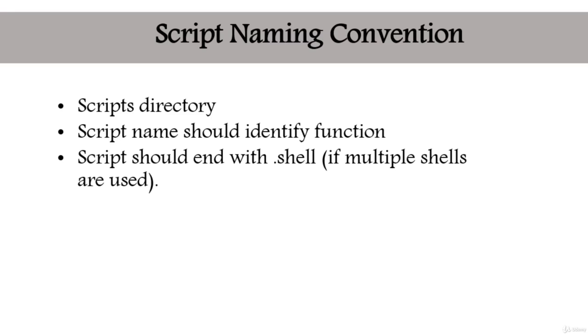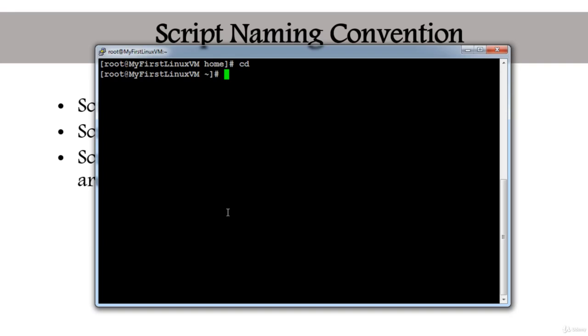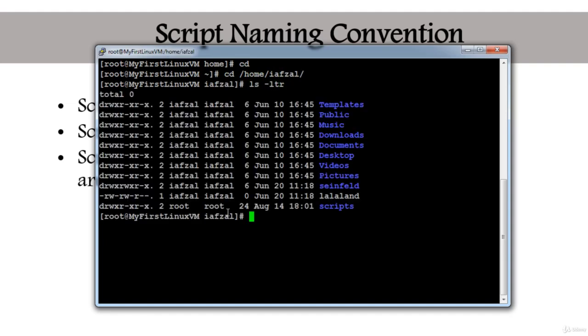Let me log into my Linux machine, and I will show you exactly what I wanted to cover here. So if you go into your Linux machine and you log into your home directory, let's say my home directory is /home/iafzol. In my home directory, you notice I have a directory called scripts. So this is what I mean. Every time you create a script, you need to create a directory first. This way you go into your scripts directory.